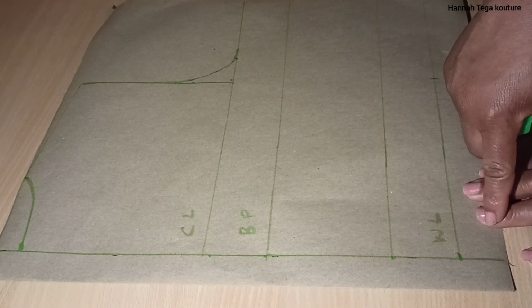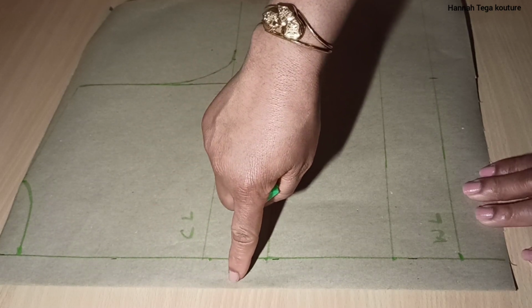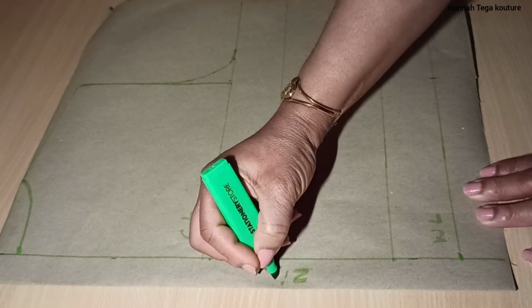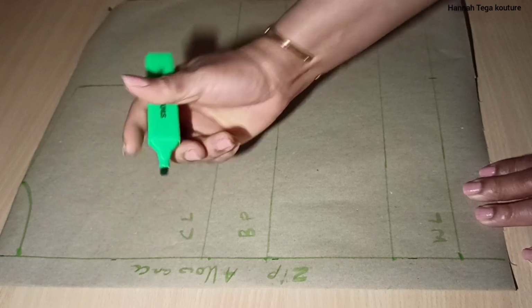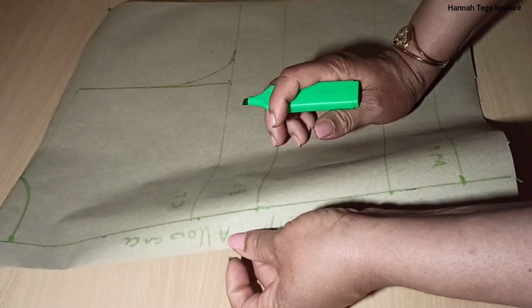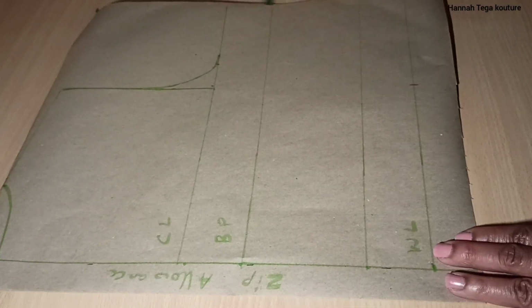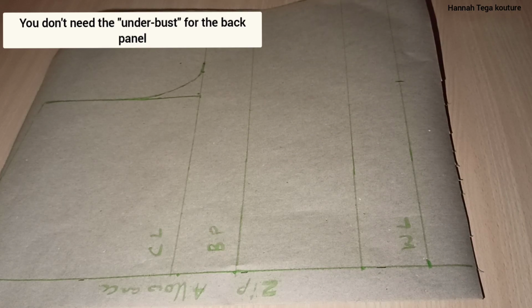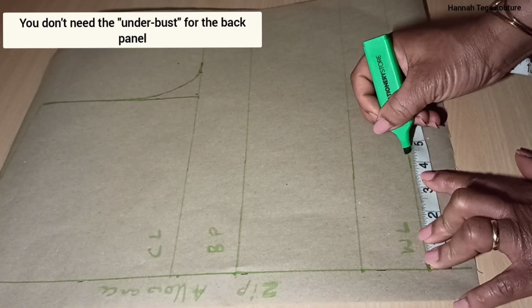So not all back panels have a zip allowance, but I have left 1 inch zip allowance on this. I'm gonna write zip allowance here, guys. If you don't need it, you can always fold it over like that, but I'll leave this for now. So you need to input your dot here, and don't forget it's 4.5 inches we took on the front panel.